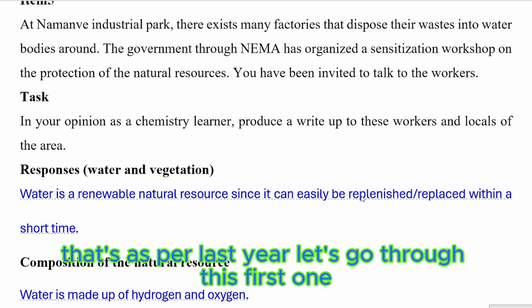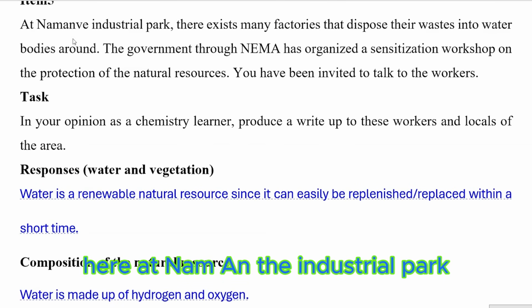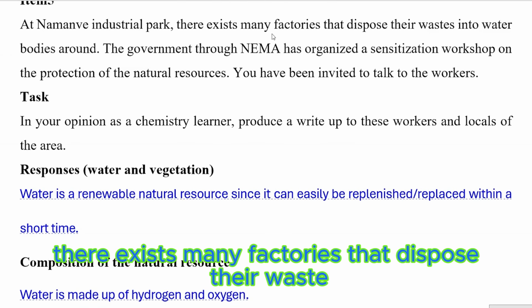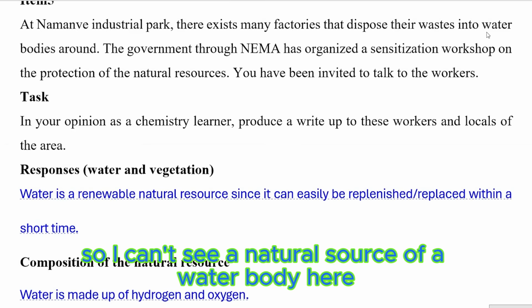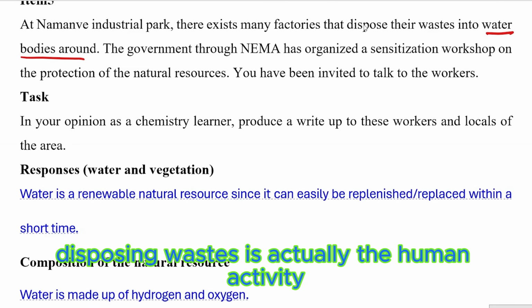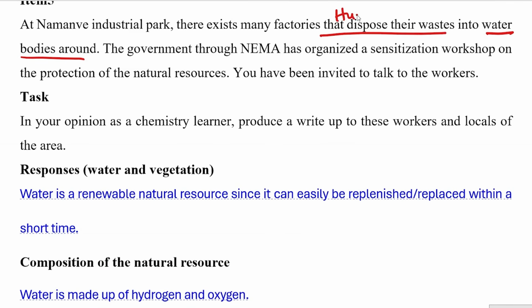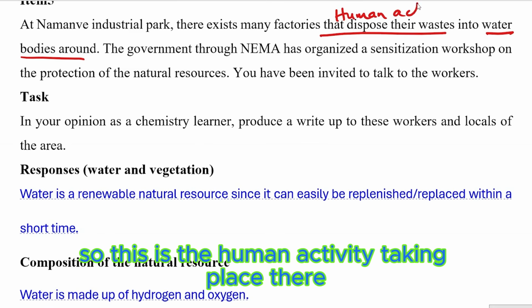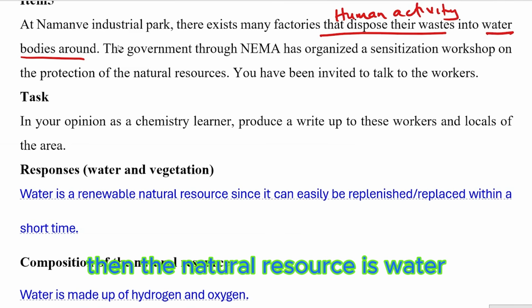Let's go through this first one here. At Namanve Industrial Park, there exist many factories that dispose their waste into water bodies. So I can see a natural source of a water body here. Right away, disposing wastes is actually the human activity. So this is the human activity taking place there. Then the natural resource is water.